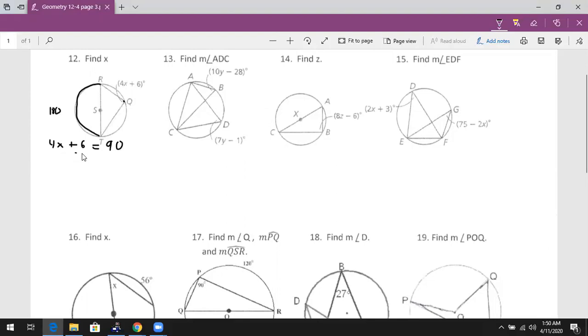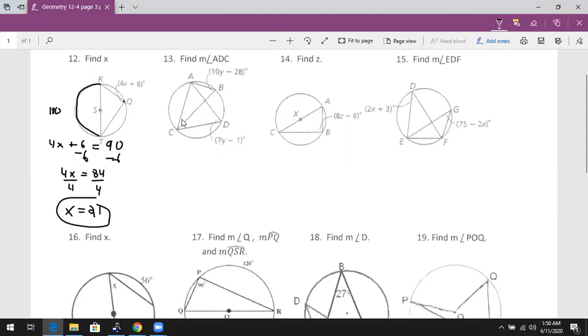So if we subtract 6 from both sides, that means 4x is 84. Dividing by 4, x is 4 into 8 is 2, 4 into 4 is 1, 21. And since that's a variable, I don't have to label it as a degree.